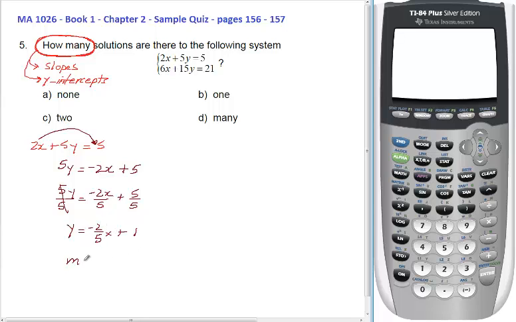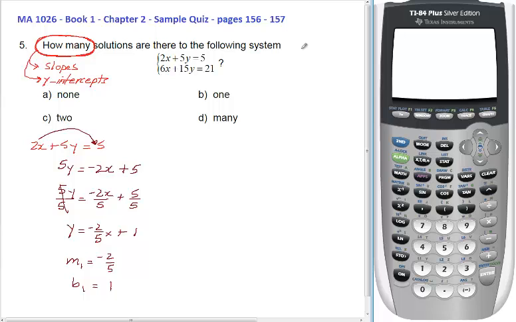Now the slope here, we'll call it m1, is negative 2/5. Remember, the slope is the number in front of x. So there's your slope. And the y-intercept here, we'll call it b1, is equal to the number remaining behind, and that's the plus 1. So there's our first one. Now repeat that with the other one.